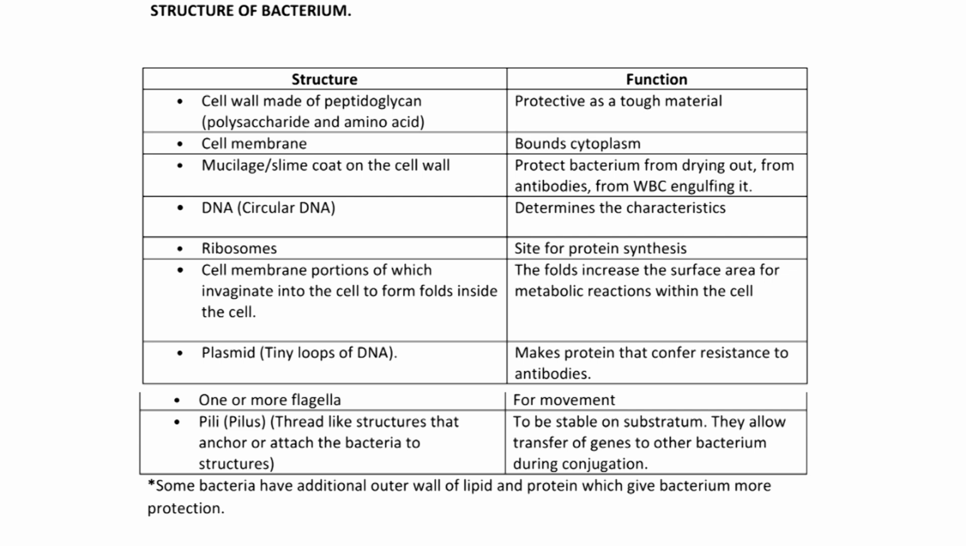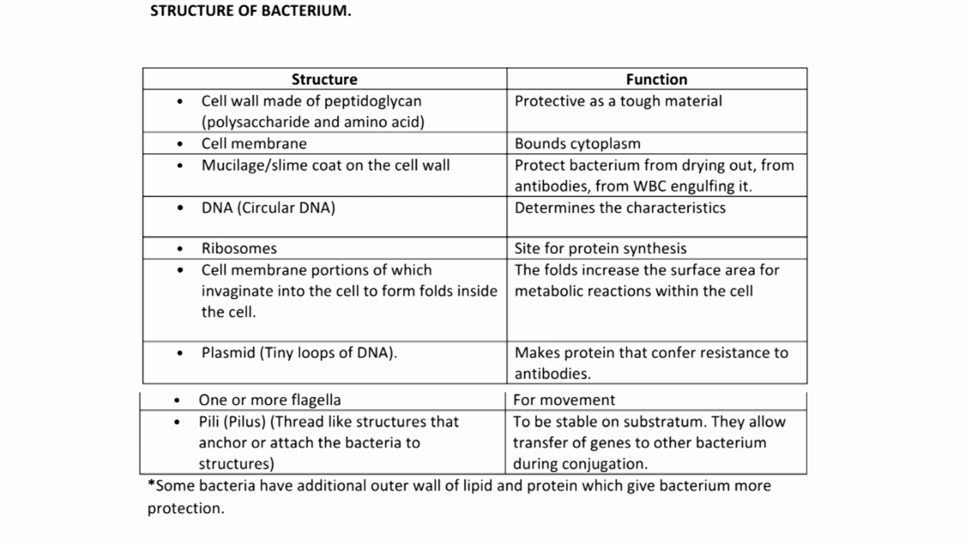The plasmids make proteins that confer resistance to antibodies. The flagellum or flagella for movement. And the pili, they are structures that anchor the bacterium and allow genes to be transferred from one bacterium to another during conjugation. We'll look at the function again when we are talking about conjugation very soon. So these are the functions of the various structures that we find.